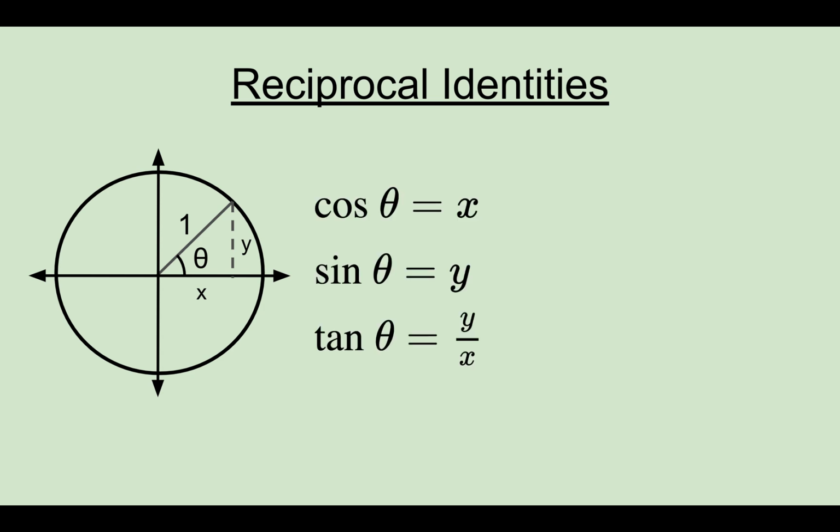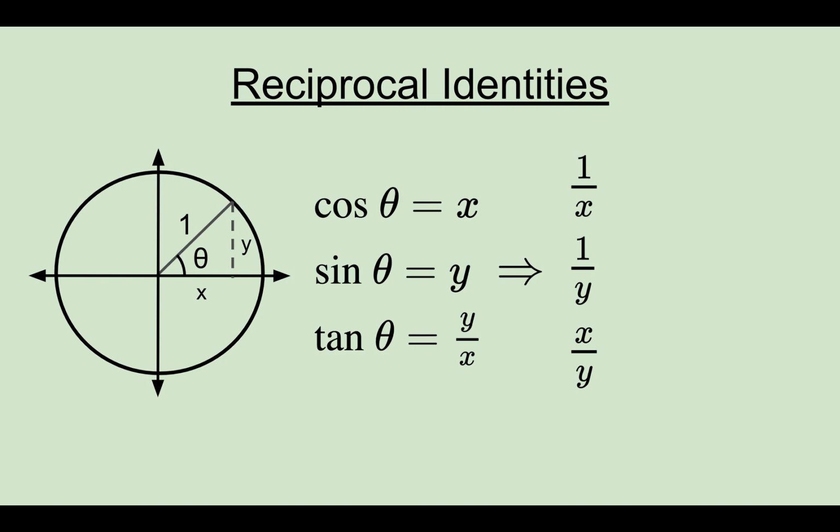So we know from before that cosine is adjacent over hypotenuse, so that's x divided by 1. So cosine's x. Same thing for sine: opposite over hypotenuse is y. And then tan would be opposite over adjacent, which would be y over x. So now what if we wanted to find 1 divided by x, or 1 divided by y, or x divided by y?